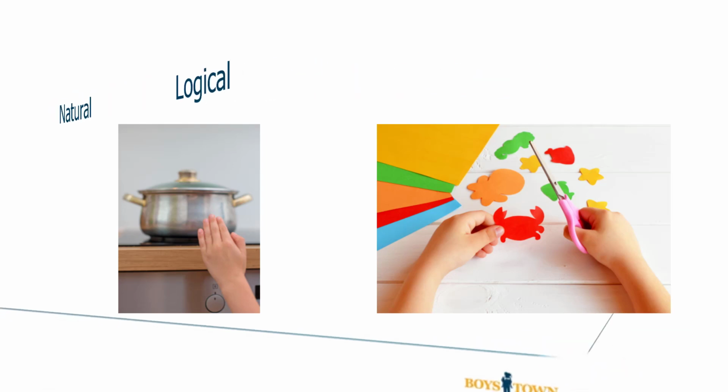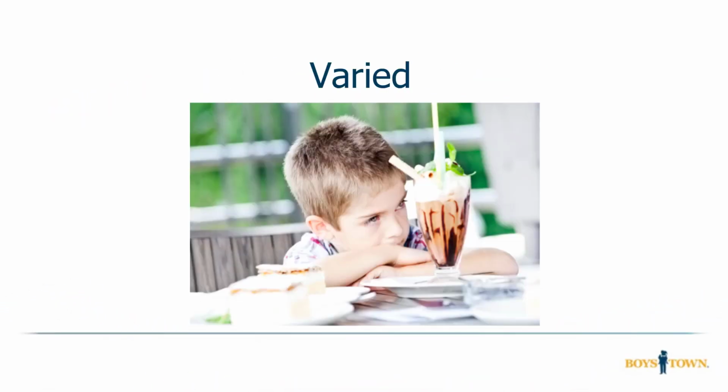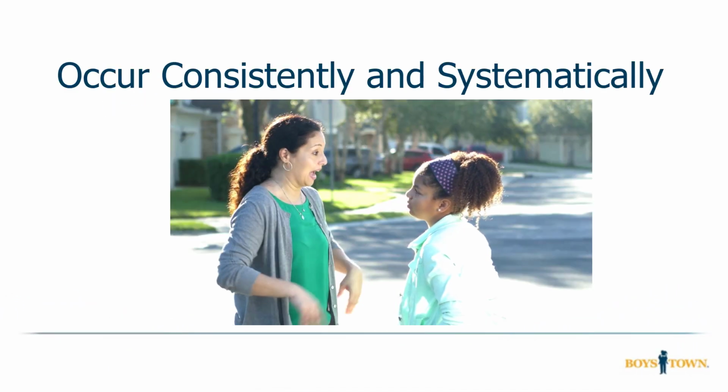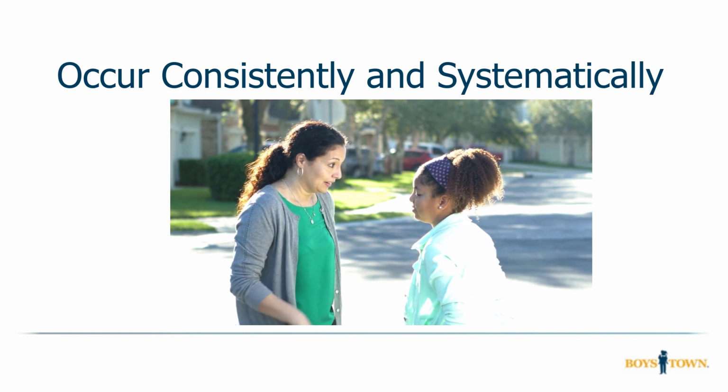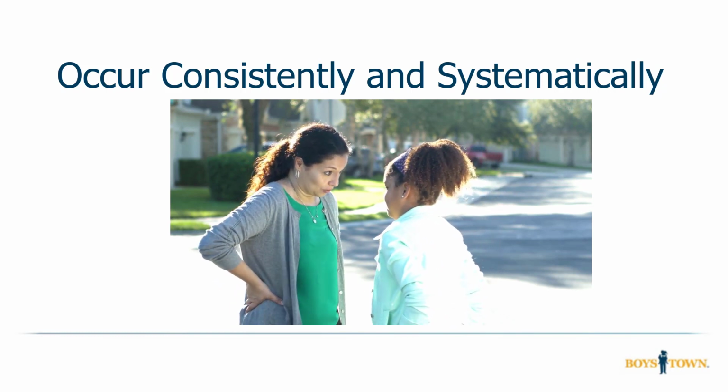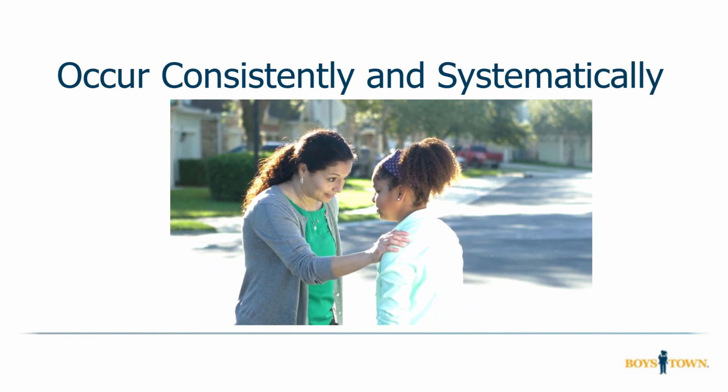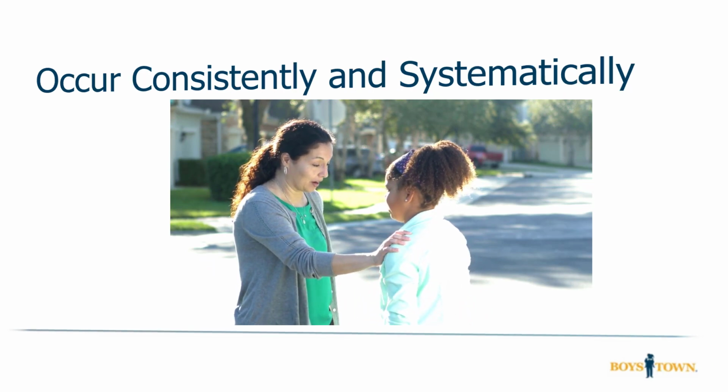Lastly, consequences should be varied to avoid deprivation and satiation. Overusing the same positive or negative consequence with the same student could lead the student to learn to live without that particular privilege or item, or lead them to be bored with the consequence, making it ineffective. When consequences occur consistently and systematically, they either encourage or discourage behavior, making them a powerful tool for changing behavior.